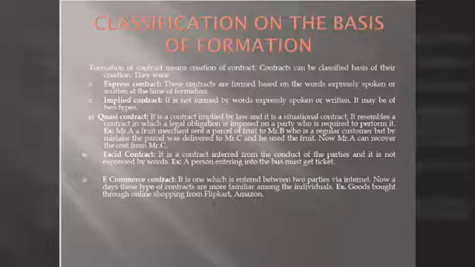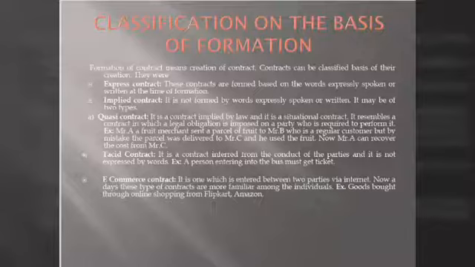Next one is implied contract. What is an implied contract? It is a contract not formed by words spoken or written. It is implied by the conduct of the parties. The behavior of the parties will make a contract.